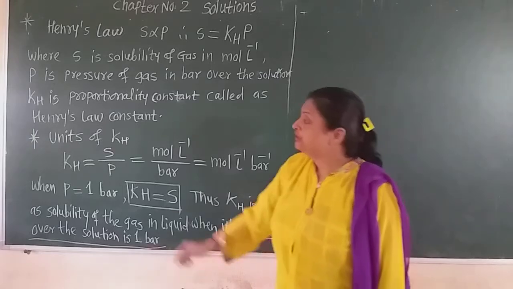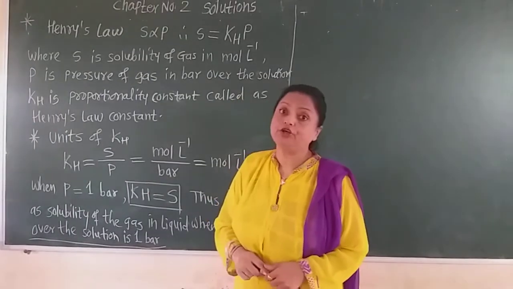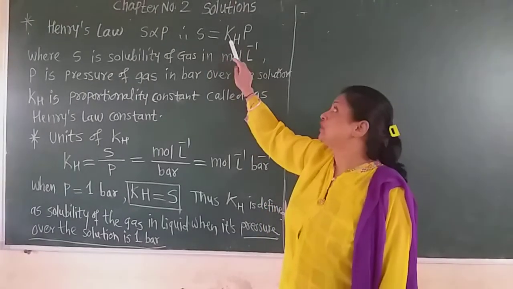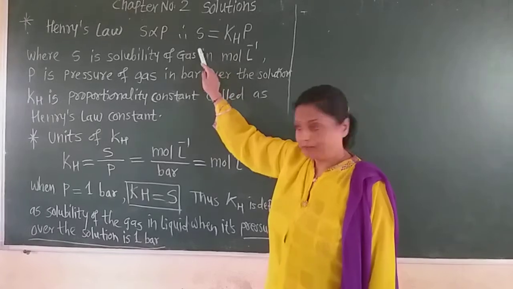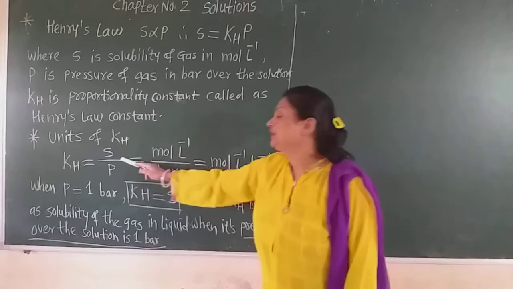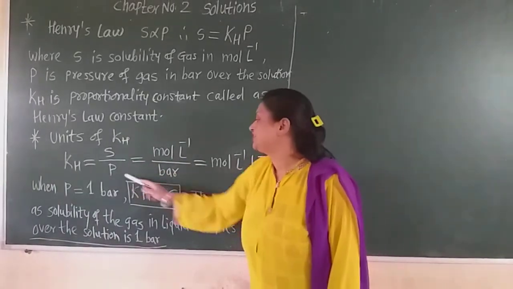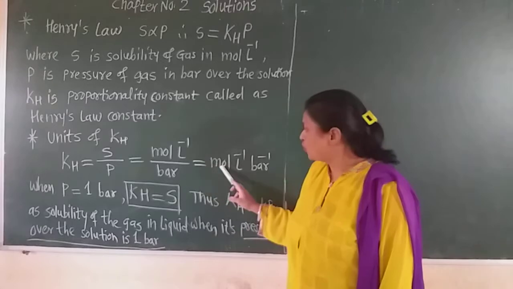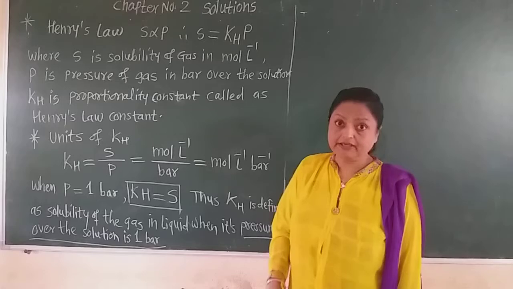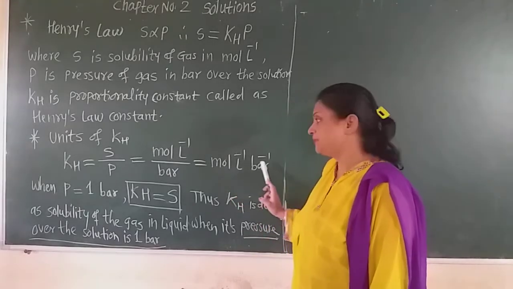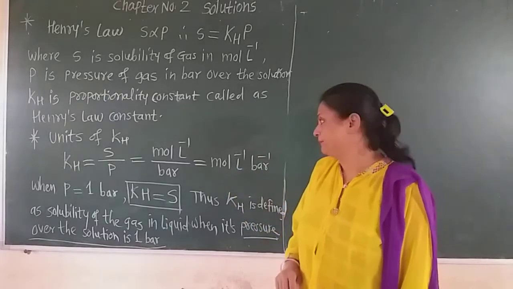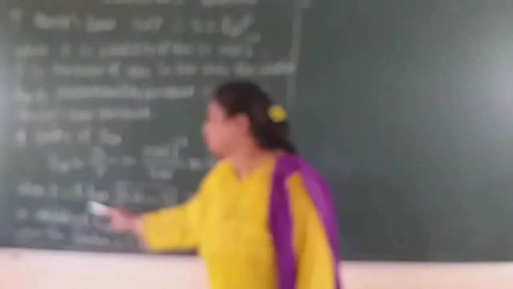Now how do we calculate the unit of kH? As S is equal to kH into P, kH is equal to S divided by P. The unit of solubility is moles per liter and the unit of pressure is bar. So that is moles per liter per bar, because bar is in the denominator. So moles per liter per bar is the unit of the Henry's law constant. Remember that.